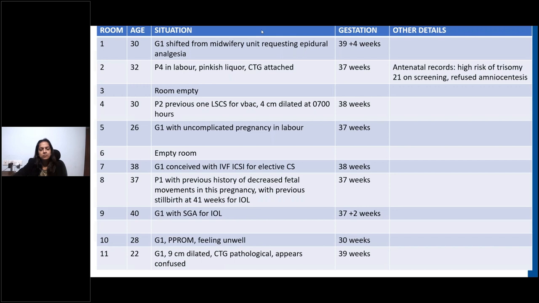And then the next urgent room is room number 11. Dilated, CTG pathological, appears to be confused. Probably I'll be sending my midwife here initially and to get back to me if need be, after stabilizing this woman with the IV fluids. Yeah, ma'am. And semi-urgent room, room number 4, for VBAC I'll be sending my ST1 here.